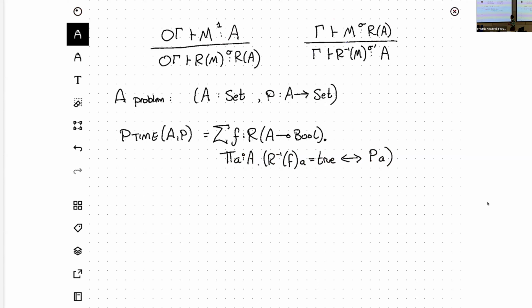Okay. This double arrow just means that these are equi-inhabited. So if there's an inhabitant of this, then there's a proof that this equals true. And if this equals true, then there's an inhabitant of this.